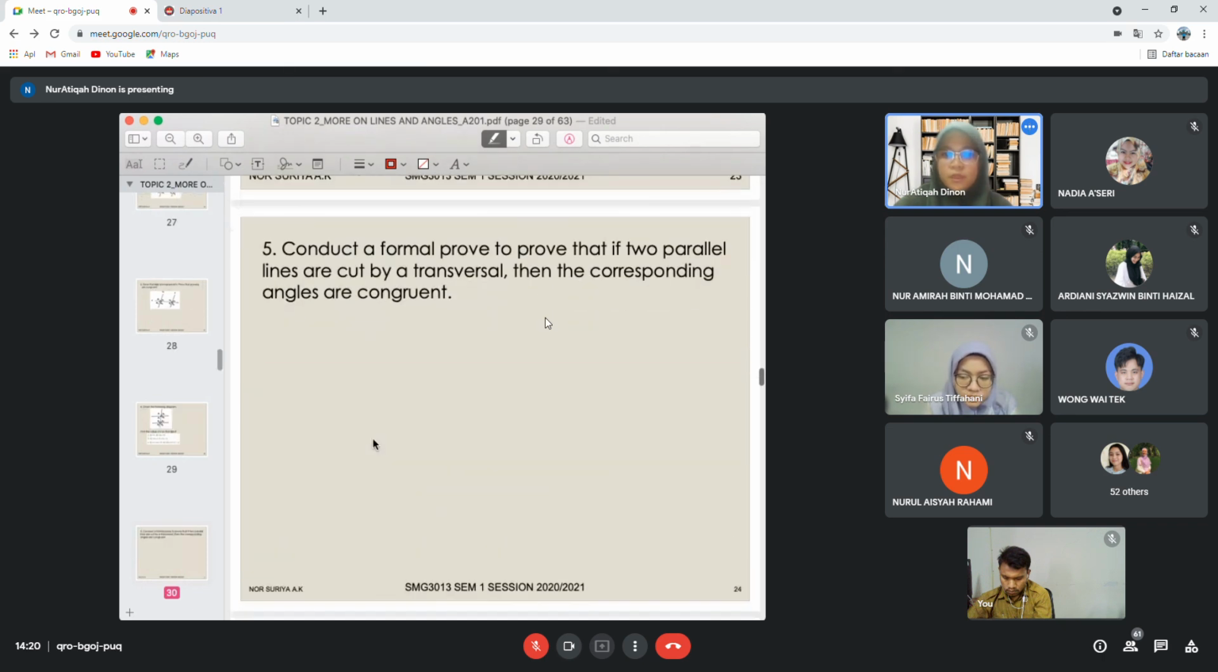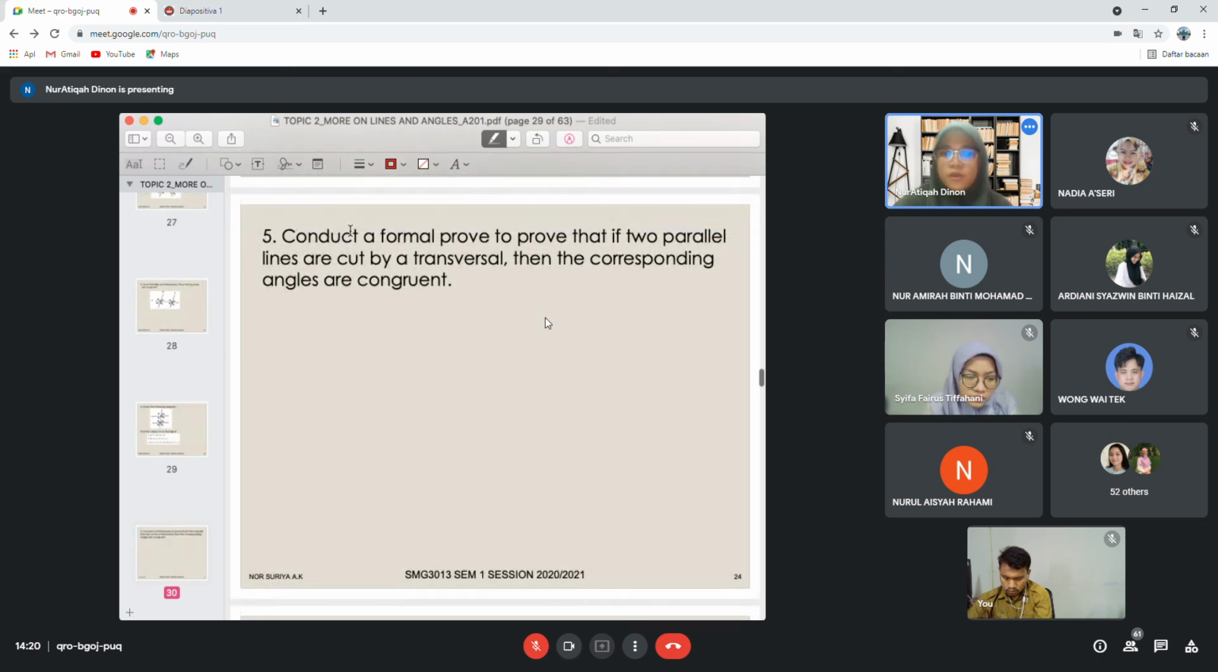And lastly, number 5: conduct a formal proof to prove that if two parallel lines are cut by a transversal, then the corresponding angles are congruent. This one is Postulate 2.1.2, I think. Postulate 2.1.2? I think so. Look at topic 1, towards the end of the page, it shows how to conduct a formal proof. Try using that one and try to prove it.